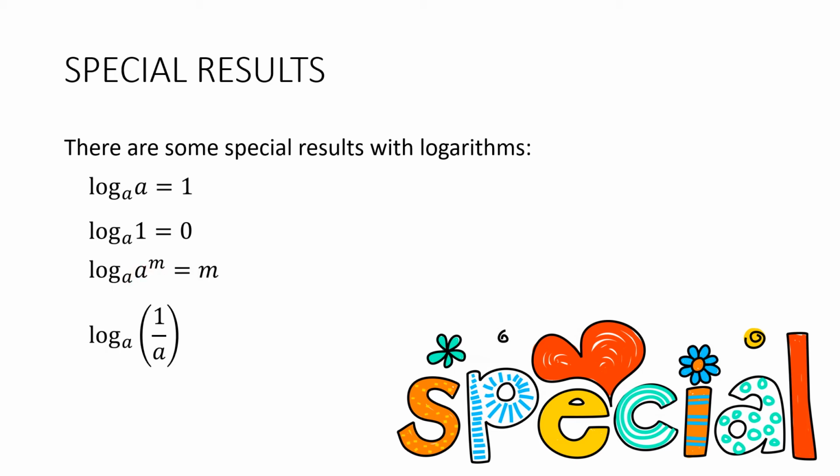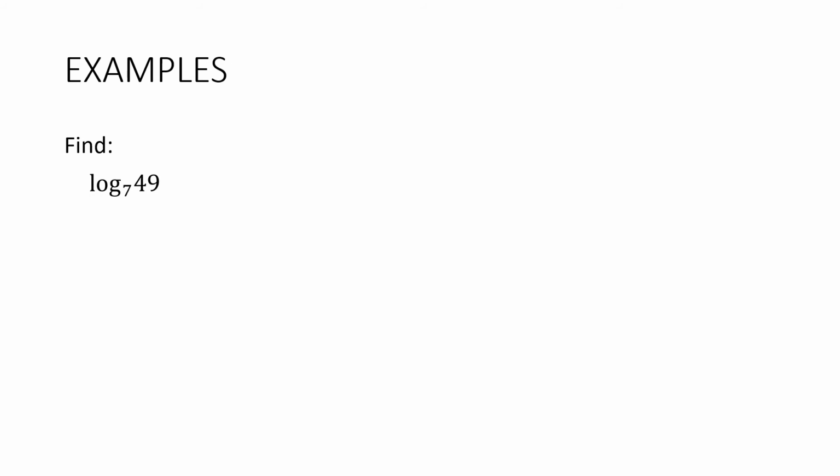Here's our reciprocal index. So a to the power of negative 1 is equal to 1 on a. And then finally, you guessed it, here's our fractional index. A to the power of what gives us the mth root of a? It's 1 on m. All right, let's see if we can put this all together.